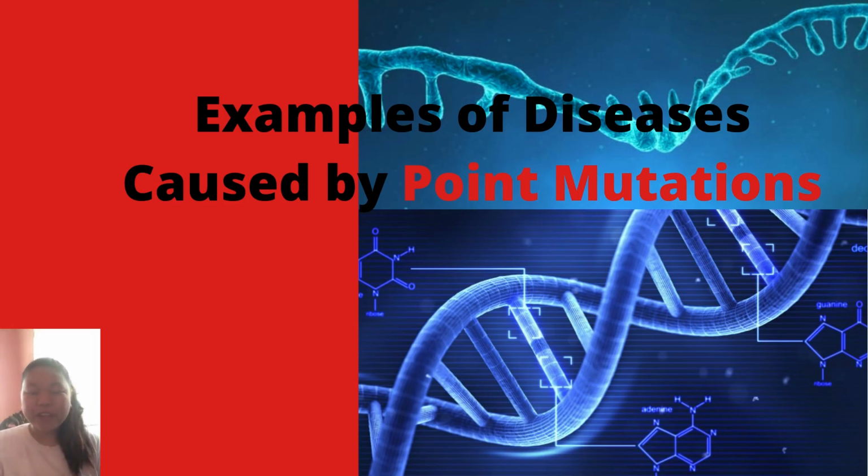Good day everyone, I am Eileen Tablanda and I'll be reporting the examples of disease caused by point mutation. In point mutation we have three examples. First is sickle cell anemia, second is one form of beta thalassemia, and third is cystic fibrosis.